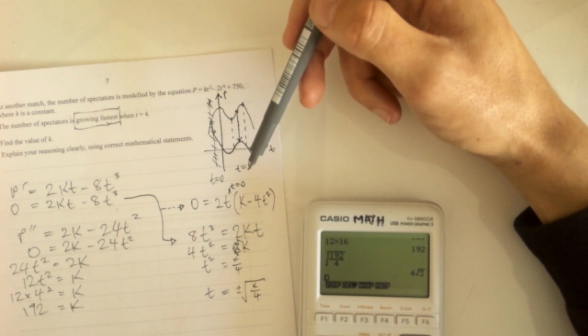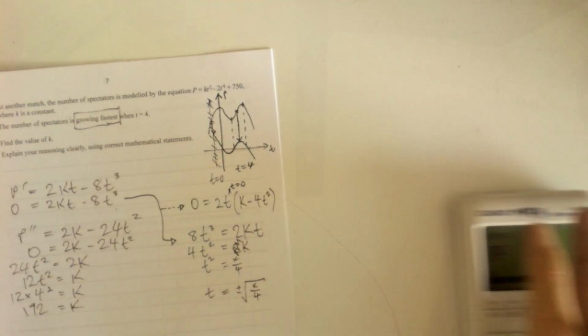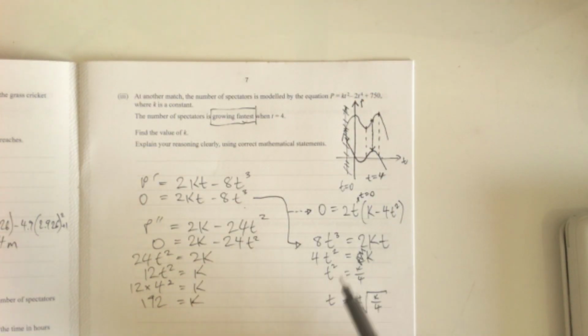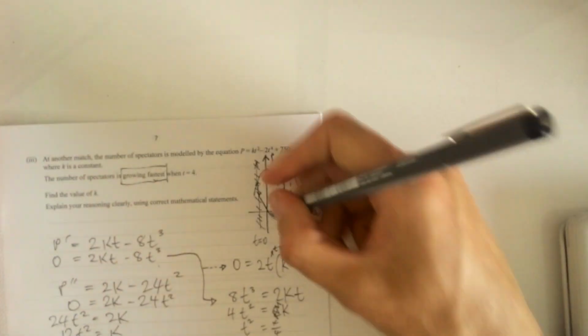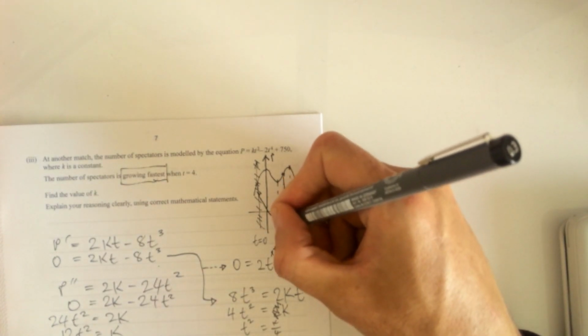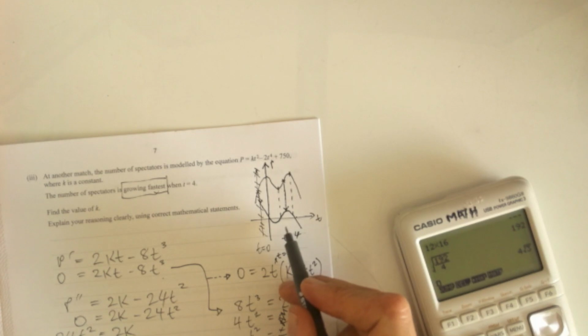Because it's meant to be t equals 4. Oopsies, I've done something wrong. What did I do? Oh no, but so this is the other turning points actually. No, this could be right. So, but that can't be a negative.